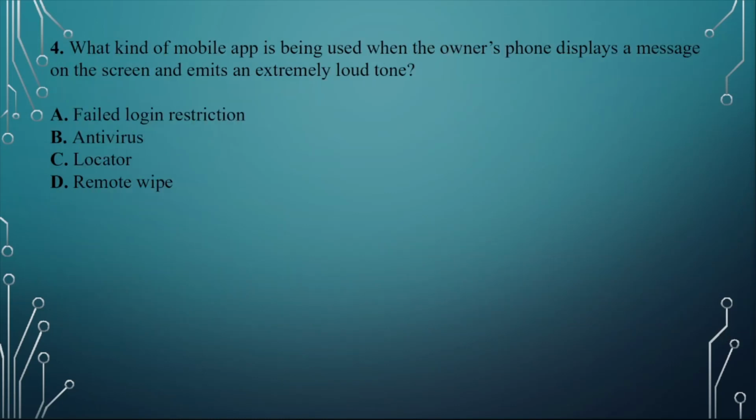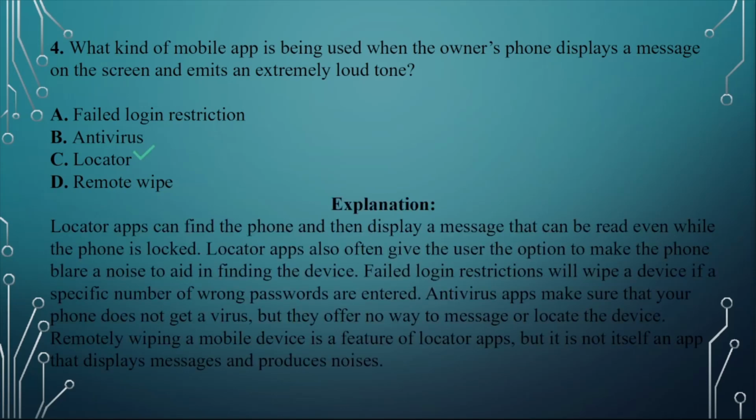Question number 4. What kind of mobile app is being used when the owner's phone displays a message on the screen and emits an extremely loud tone? A. Fail login restriction, B. Antivirus, C. Locator, D. Remote wipe. The answer here is C.